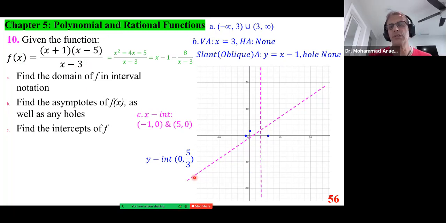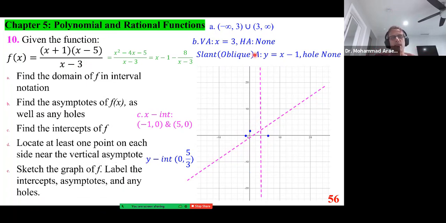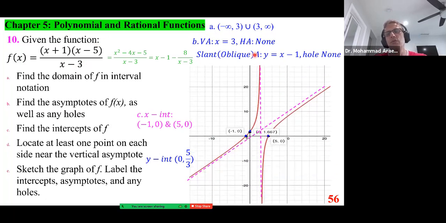I hope you see that you really don't need any more points. Right here, it tells you this is the graph. Right here, it tells you this is the graph. This is the portion of the graph. It says locate at least one, but you really don't need that. We have enough points. But if we don't, we can always pick up more points.